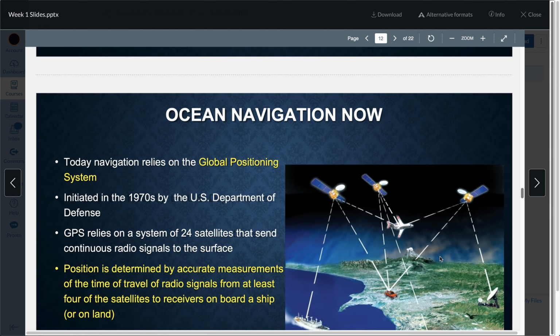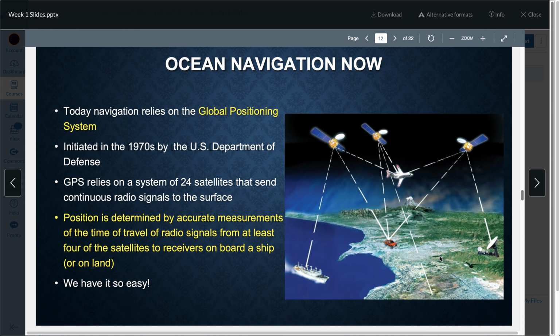But ocean navigation now is much simpler. We have something called the Global Positioning System. It was initiated in the 1970s by the U.S. Department of Defense. GPS relies on a system of 24 satellites that send continuous radio signals to the surface. The position is determined by accurate measurements of the travel time of the radio signals. And you need at least 4 signals so that you can accurately determine your location.